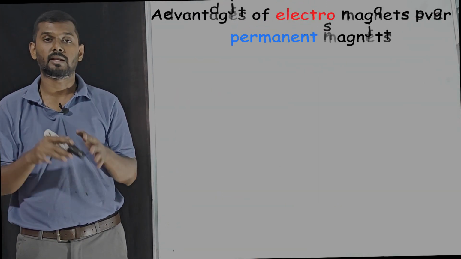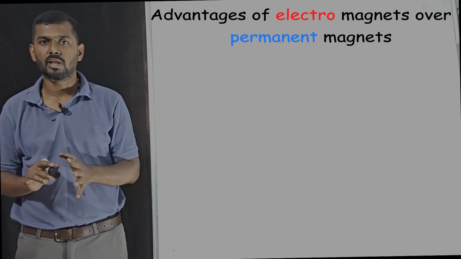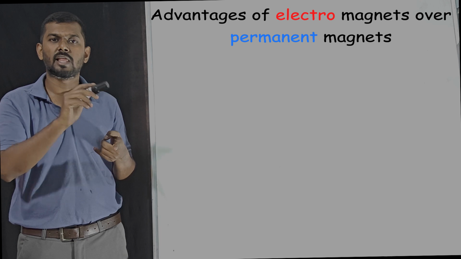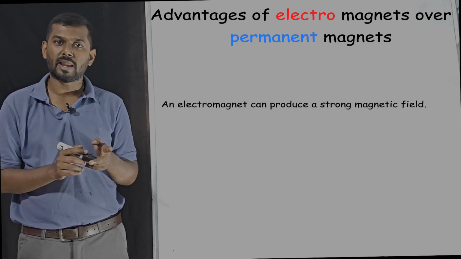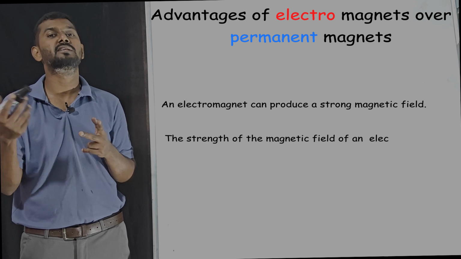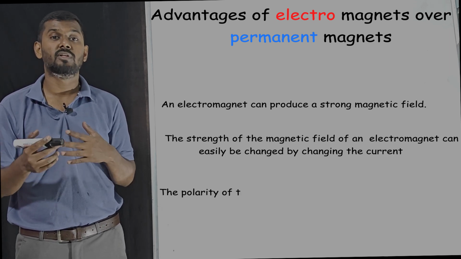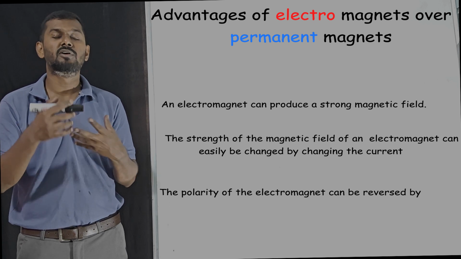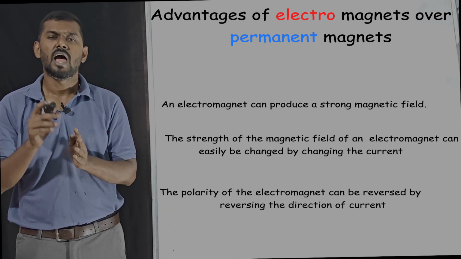That's it. Advantages of electromagnet over permanent magnet. It is very simple. Most of the advantages we have learnt in the differences only. First, electromagnets are strong magnets. Generally they are strong. The strength of a magnetic field can be increased by increasing the current in the electromagnet. Then polarities of the electromagnet can be reversed by reversing the direction of current. These are the advantages.